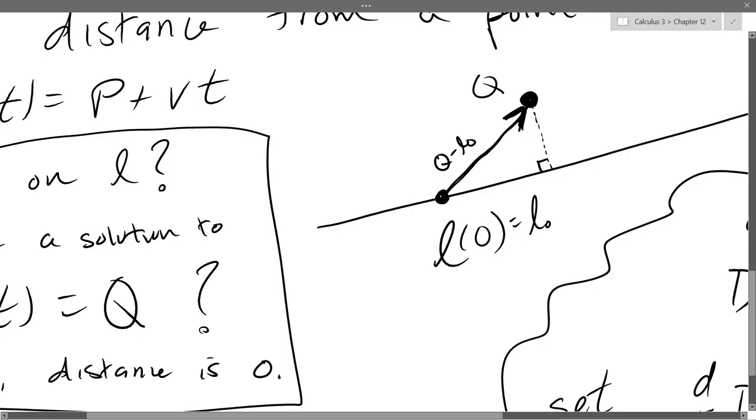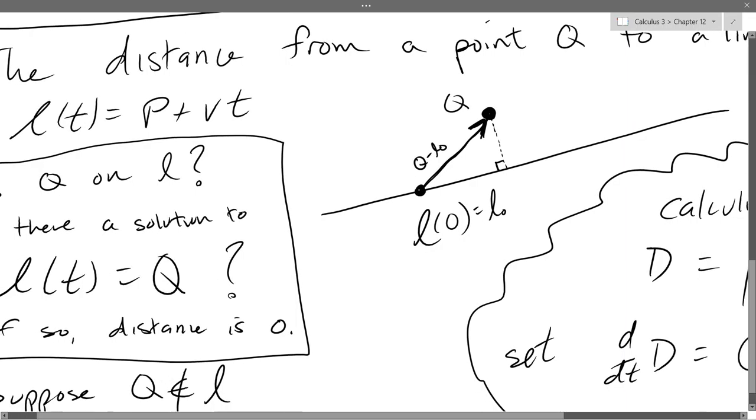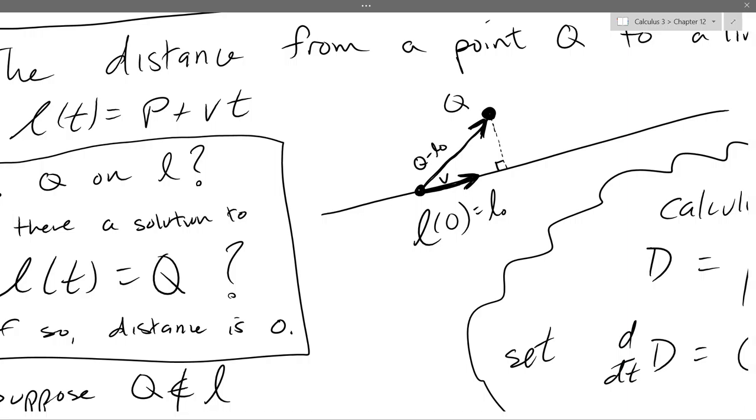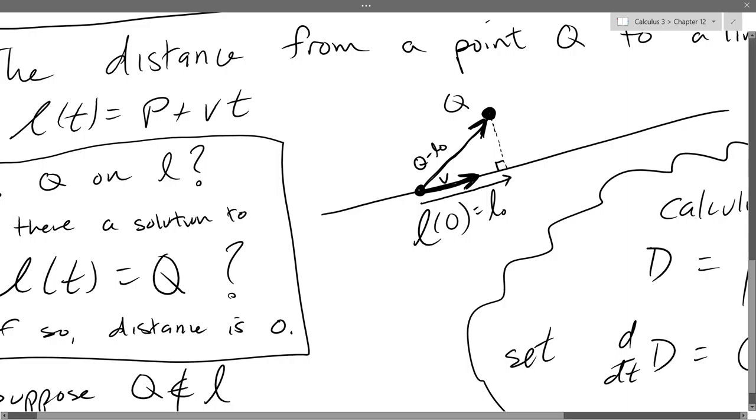What vector do I actually want to find the magnitude of? That dotted line right there. That's what I want to find the magnitude of. Do you remember projections? It's more of a rhetorical question. Hopefully you do. All right, so regardless of if v, the direction vector, let's assume that v goes to the right, like this. So I'm going to project q minus L naught onto v.